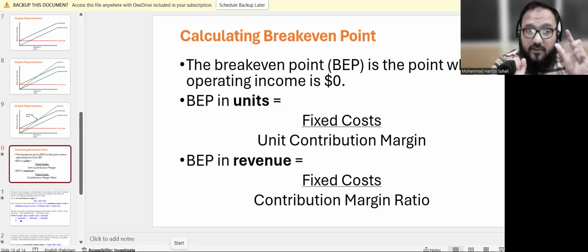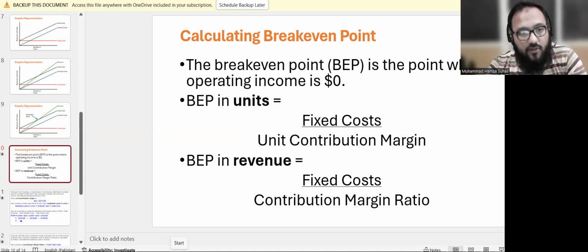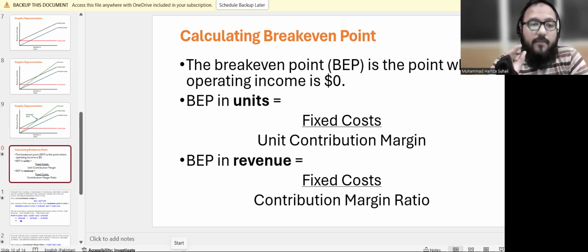So how many units' contribution will be required in order to pay back this total fixed cost? This is simple. Divide the total fixed cost by the unit contribution margin, and this will give us the total number of units that need to be sold in order to cover up the total fixed cost of the organization. And let's suppose we are interested in finding the break-even point in revenue.